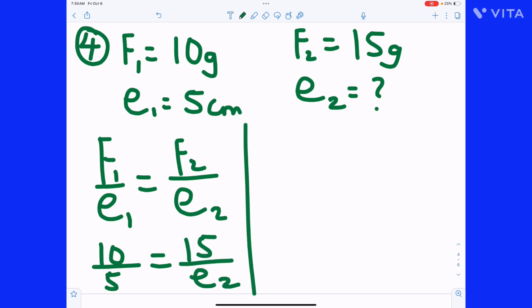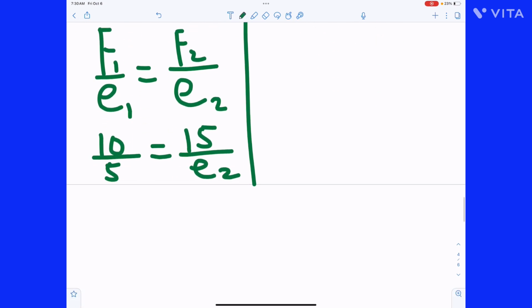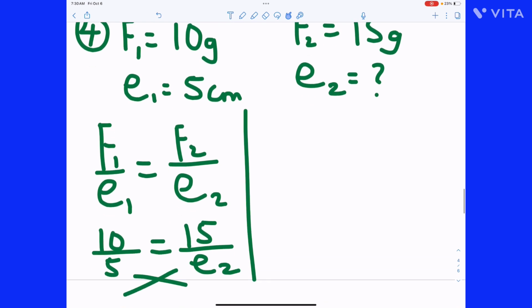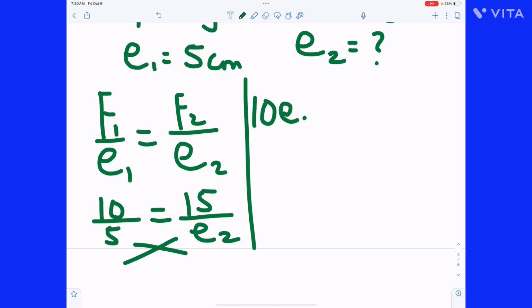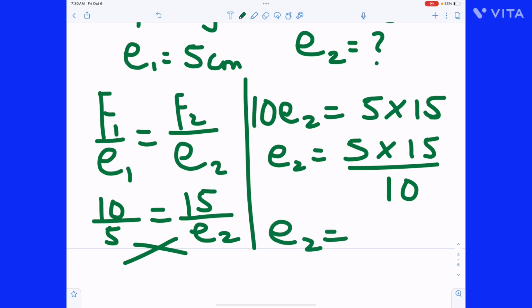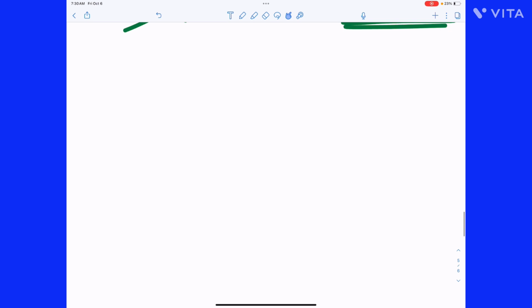So let's cross multiply. What do we get when we cross multiply? 10 times E2 is equal to 5 times 15. Senior, are you getting this? Extension and force are not things that anybody ever gets wrong. Just look at it very well. So 5 times 15 over 10 will give you the extension produced when the mass is changed to 15 grams. You get your answer in centimeters. You press your calculator for that. Let's go to question 5.